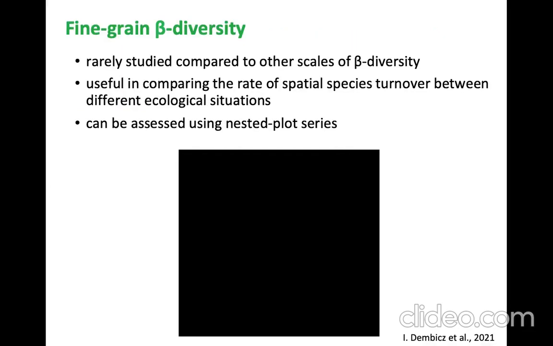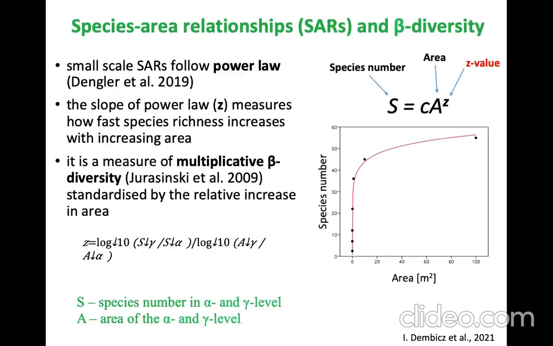But alpha diversity is only one part of this story, because the nested plot sampling design is also very useful to study the variation in the species-area relationship, for example, based on the Arrhenius power law, which is a very well-known formula in which S is the number of species occurring in a given territory, A is the area considered, and C and Z are empirically determined parameters.